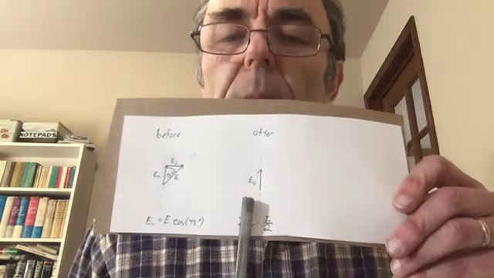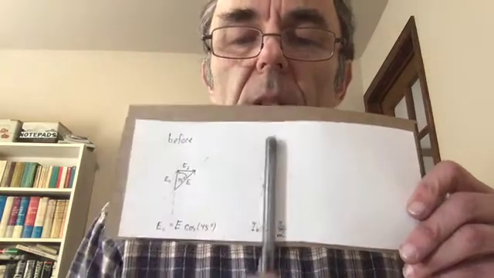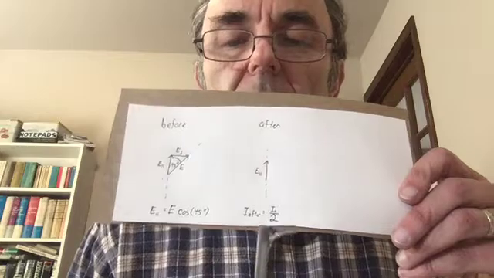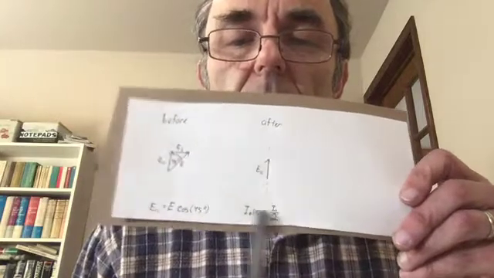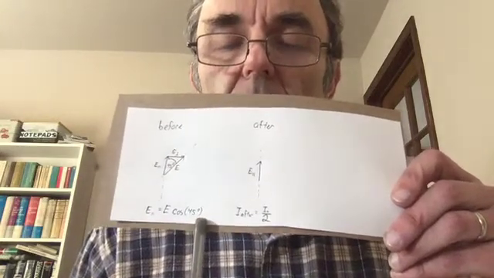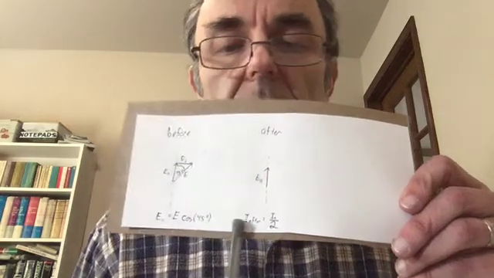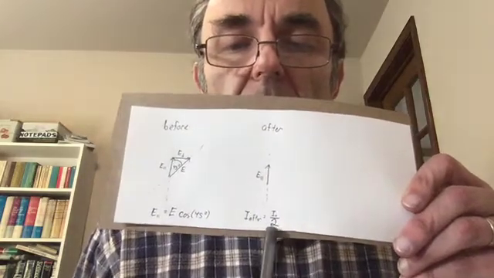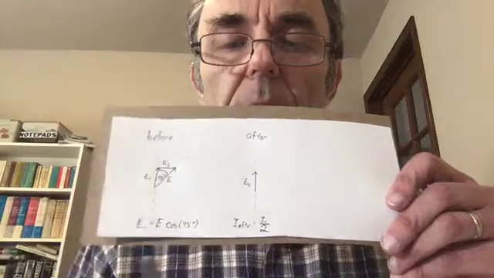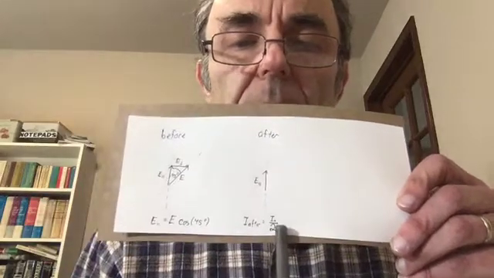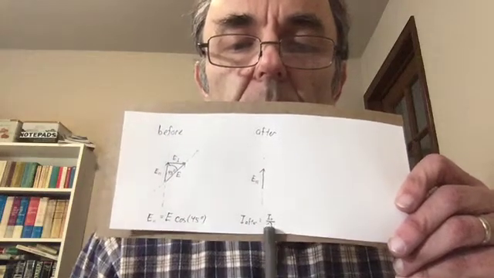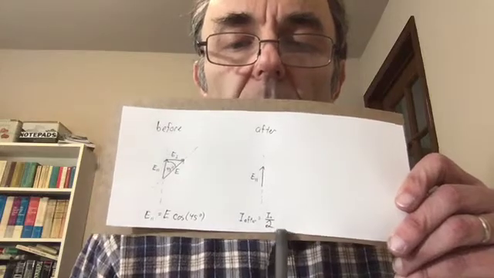So after the third polarizer, the light's now going completely up and down, and it's half the intensity. Cosine of 45 is 1 over square root of 2. The square to get the intensity gives you a half. So I after is I before over 2.